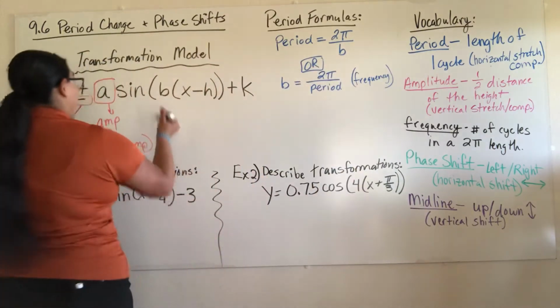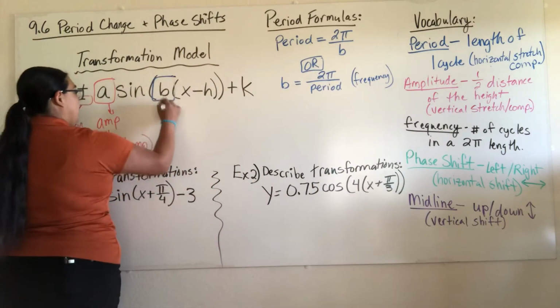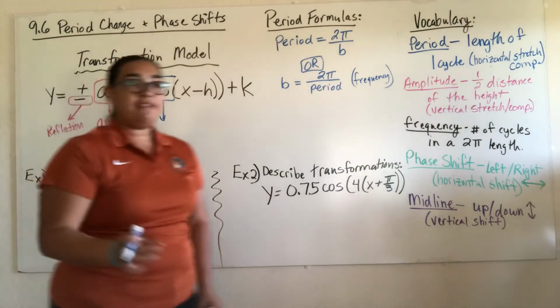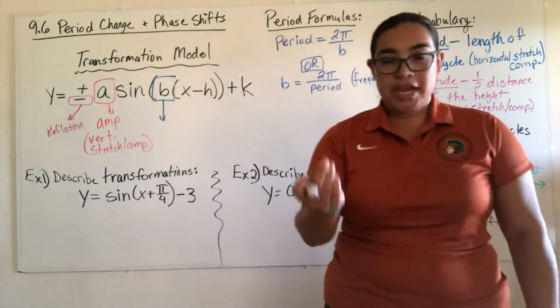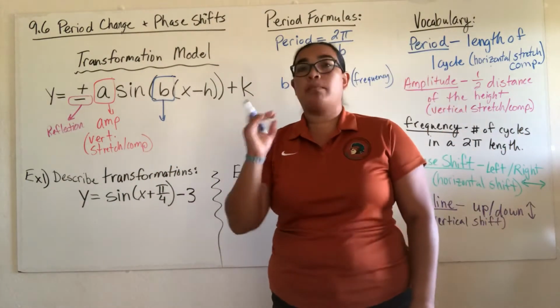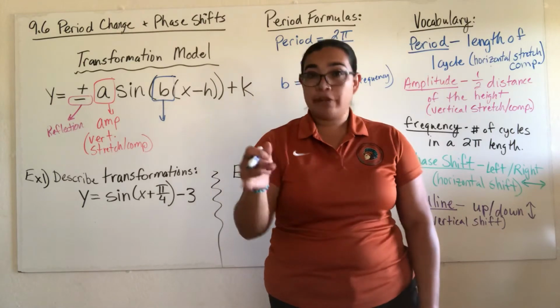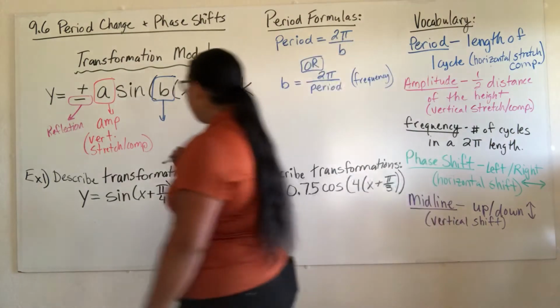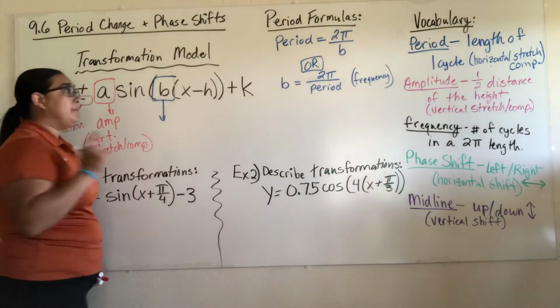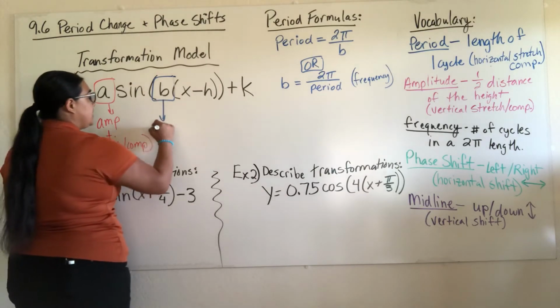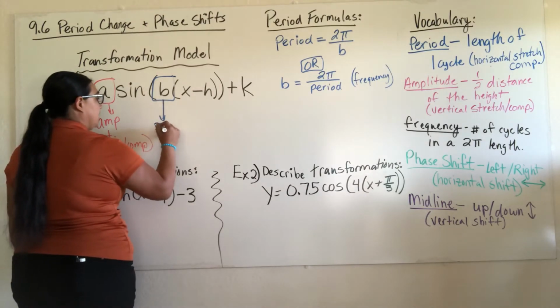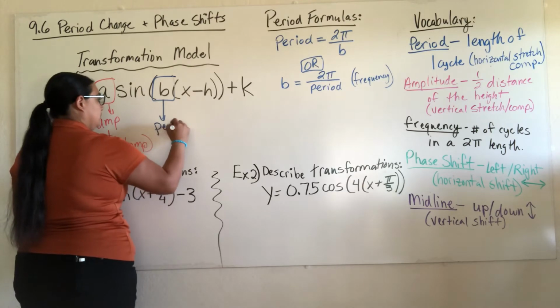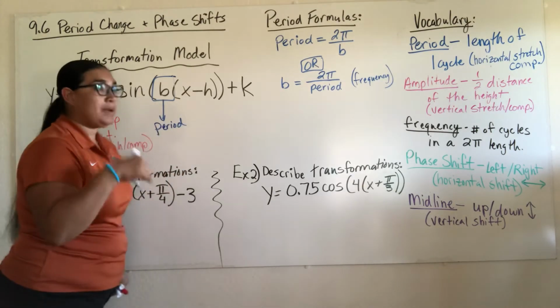This part right here, your B value. The B value has to do with your period, but it's not actually your period. It's what we call the frequency. So this B value has to do with your period length. It's not your actual period, but it has to do with it.